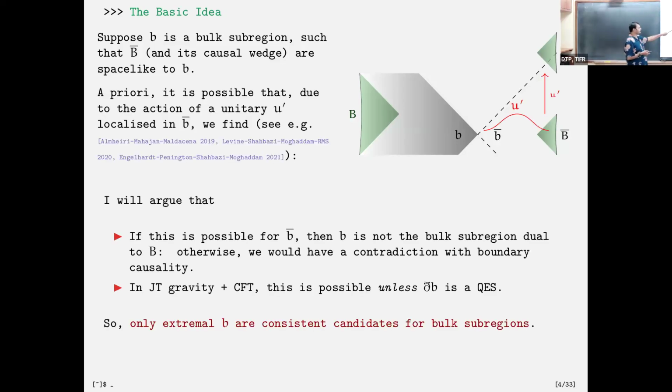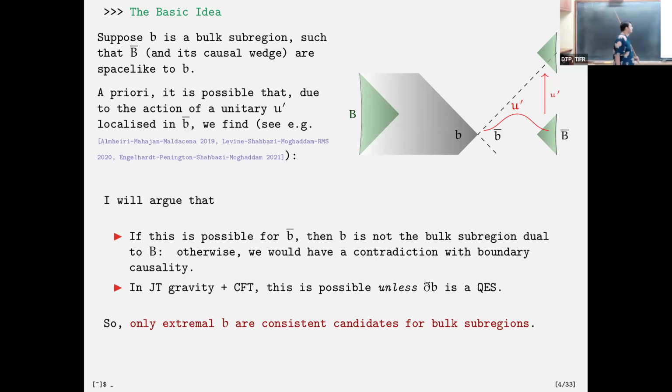Now the point is, if I can act with a unitary on little b bar, which makes little b and capital B bar timelike separated, then little b cannot be the bulk separated one, because an operator here now commutes with an operator here conjugated by this U prime. Therefore this cannot be an operator here. That's the main idea of this one, and it is based on some things that happened in 2019-20, which is where the idea came from.